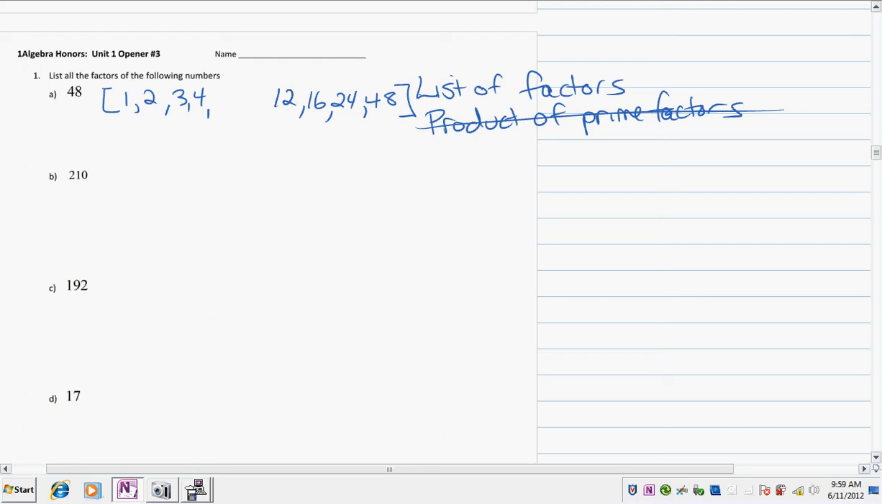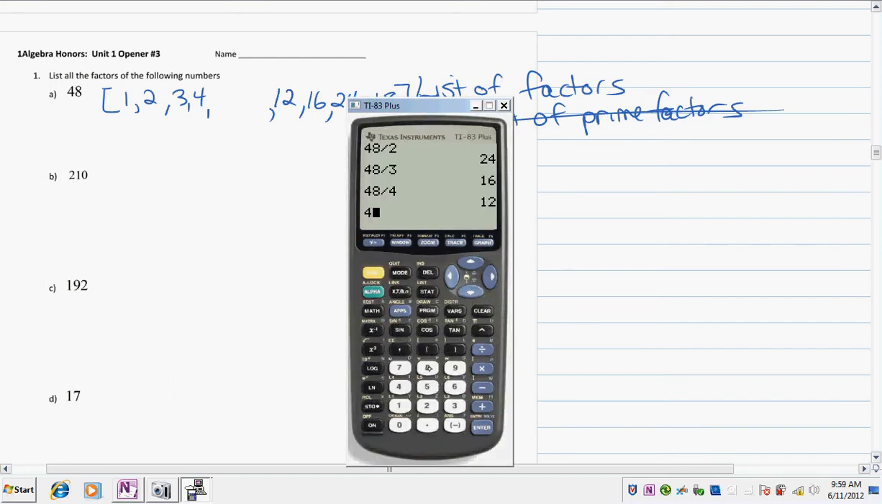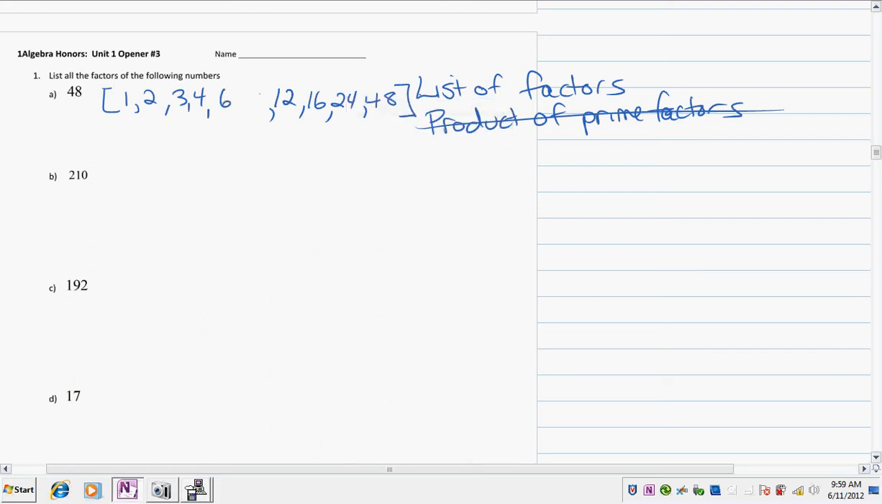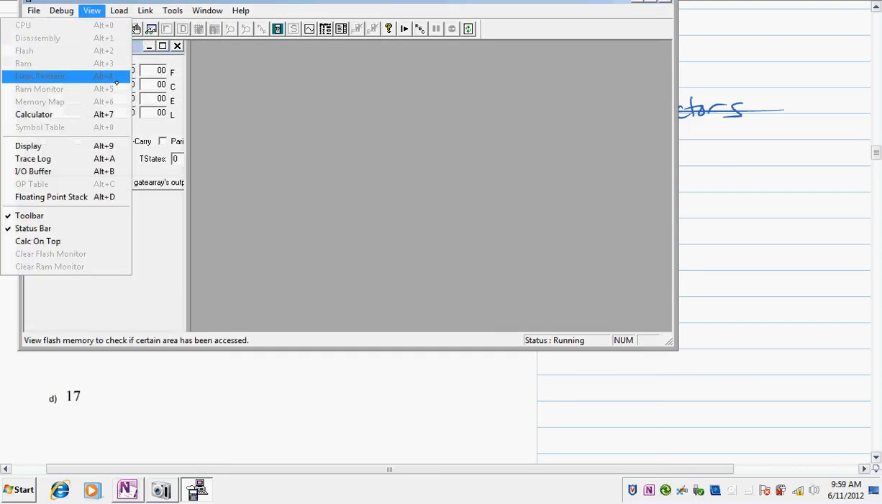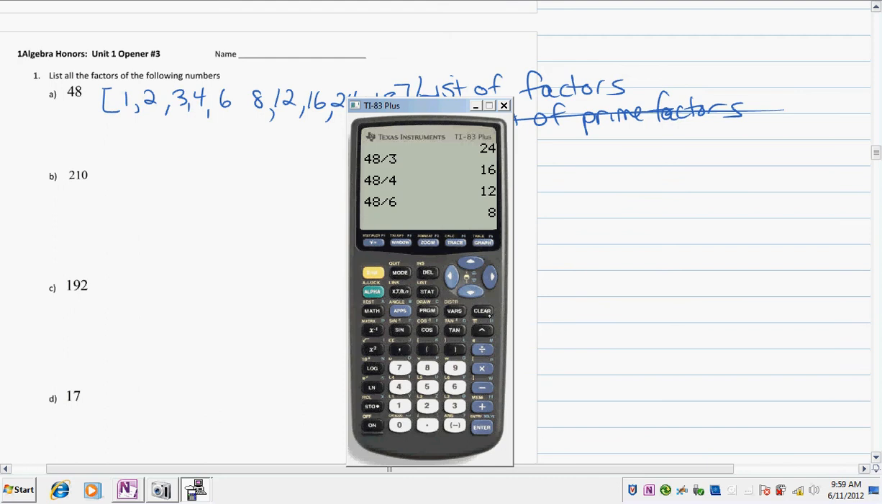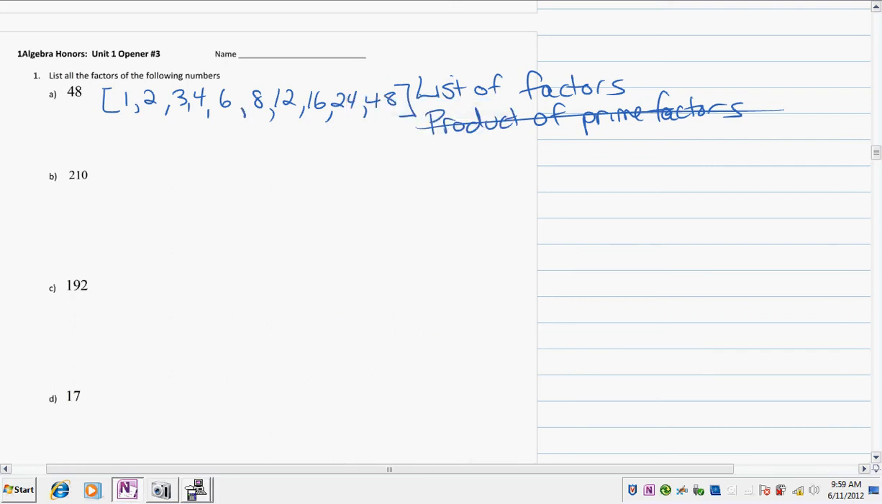We tried 5 and we got 9.6, so that didn't work. What about 6? 48 divided by 6, 8. So 6 and 8. What about 7? 48 divided by 7, 6.857, no, so 7 is not. What about 8? Well, I already have 8. So that's one of the advantages here, is if you list to the middle, when you hit a number you've already listed, you're done. So this is the list of all the factors.